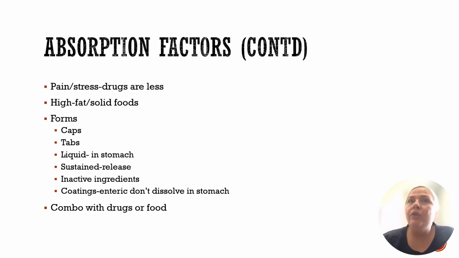And so your GI tract is going to be lower on the totem pole, and so because of that, absorption can be diminished, or affected. So other things to consider are that combination with other drugs or foods can interfere with this. So some examples, high fat or solid foods can slow the emptying of the stomach to the intestines, and that is going to delay that absorption that normally occurs in the intestine. So here are some different forms of medications, and I think we've already talked about those.